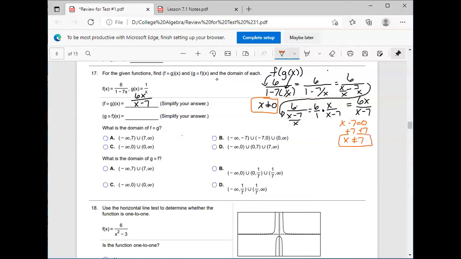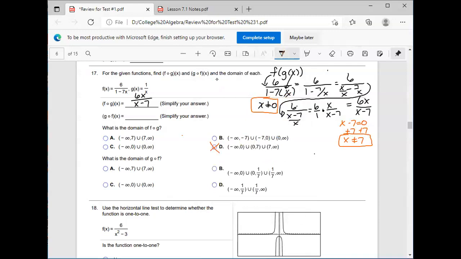So these two are a problem. Every other number is okay, but 0 and 7. So I'm good from negative infinity to 0. I'm good from 0 to 7, and I'm good from 7 to infinity, but those two are my problems with f of g of x. So D. Okay.